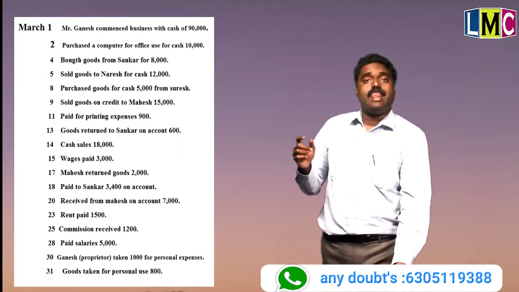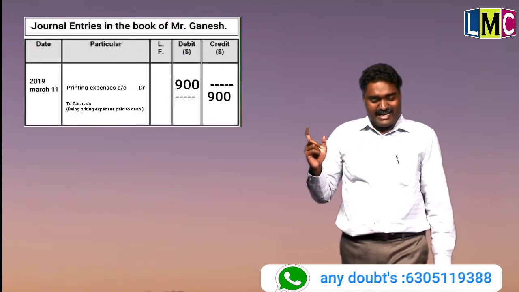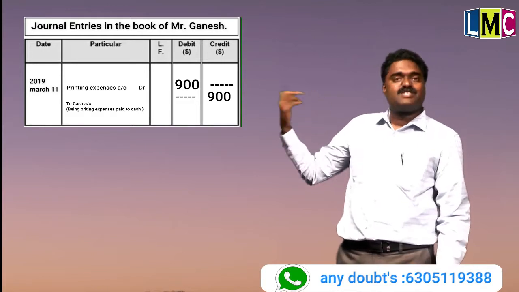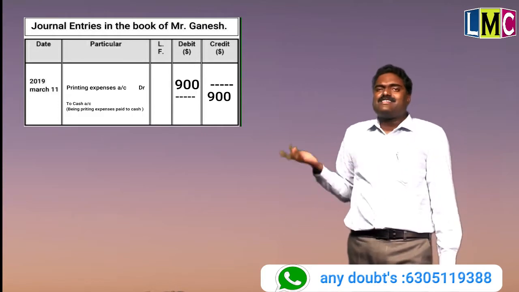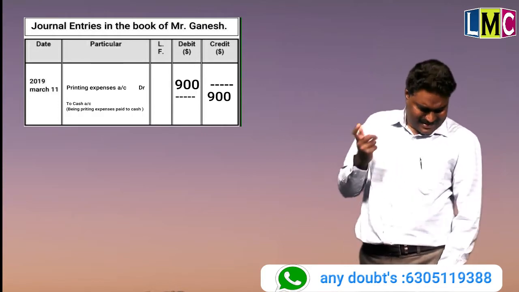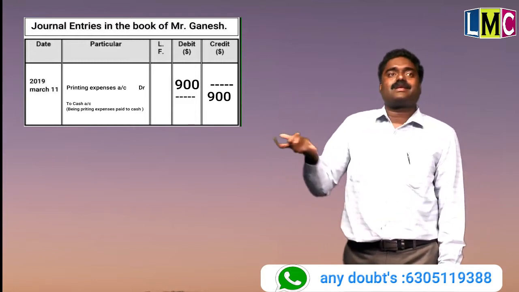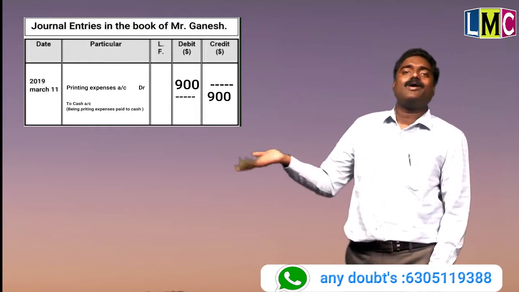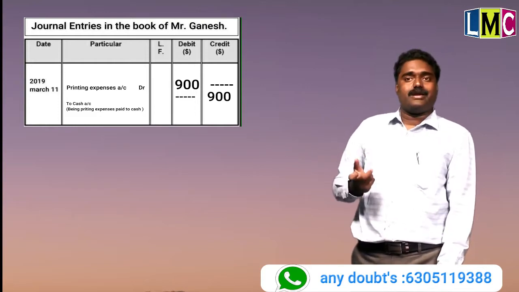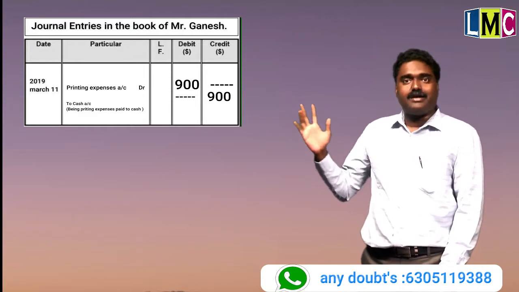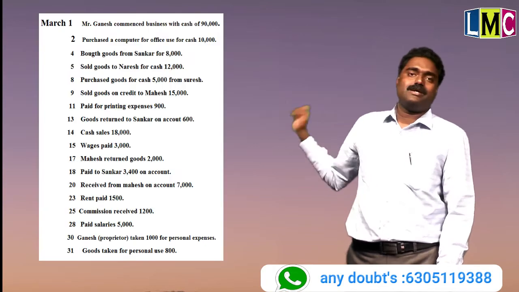And next date is 11th of March. Paid for printing expenses, 900 rupees. So paid. Whenever you pay, cash is going out. What is coming in? The expense. The printing is coming in. Right? The printing expenses account debtor to cash account. Cash is going out. Is that clear? Put the date in the date column. So printing expenses account debtor to cash account 900 rupees. Write the narration. Being printing expenses incurred, and close the narration.